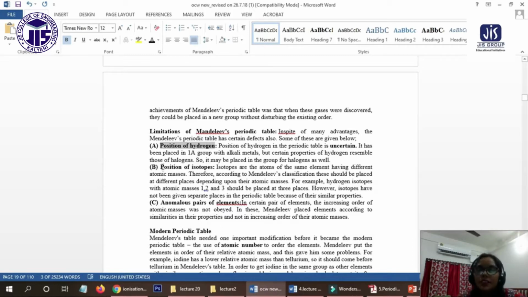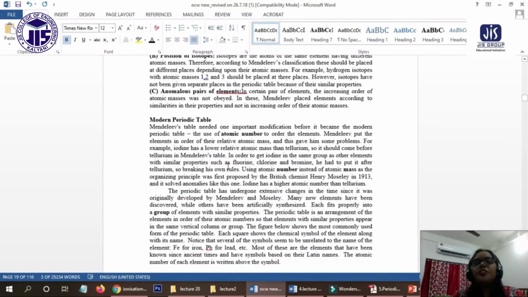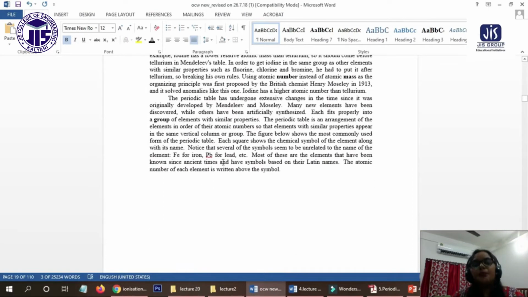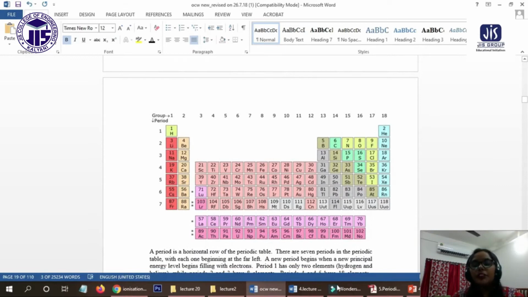The next demerit was the position of isotopes. Isotopes have different atomic masses but are of the same element. According to Mendeleev, we would have to put the different isotopes in different groups, which is not feasible. So these are some of the demerits of Mendeleev's periodic table. That is why the modern periodic table was introduced. So what is the modern periodic table?